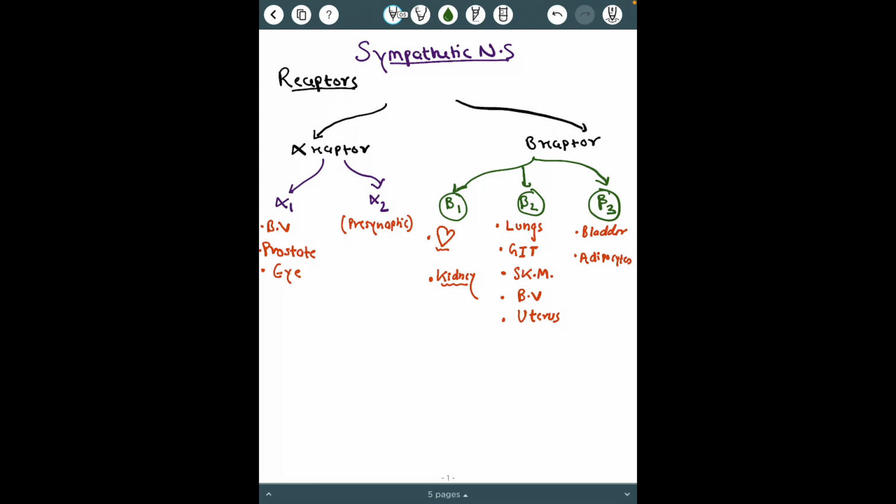From Helping Hand MBBS, and after completing the parasympathetic nervous system, now we will start the sympathetic nervous system, and we will do rapid revision and see the most important points in this chapter. So let us start with it.